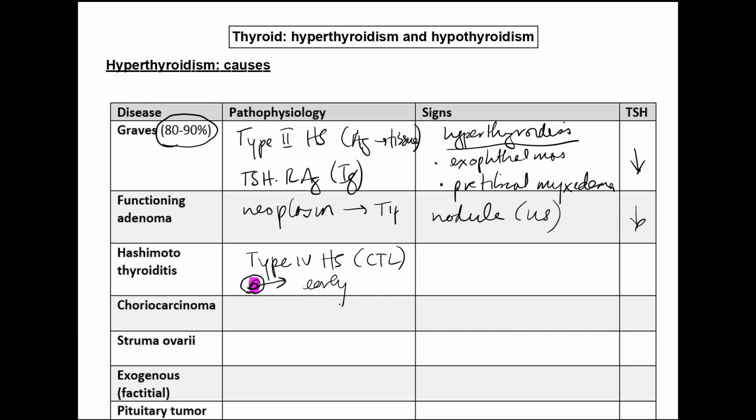The physical findings are not terribly specific, but the surface of the gland typically is irregular to palpation. This is a release of preformed T4, so TSH is suppressed.